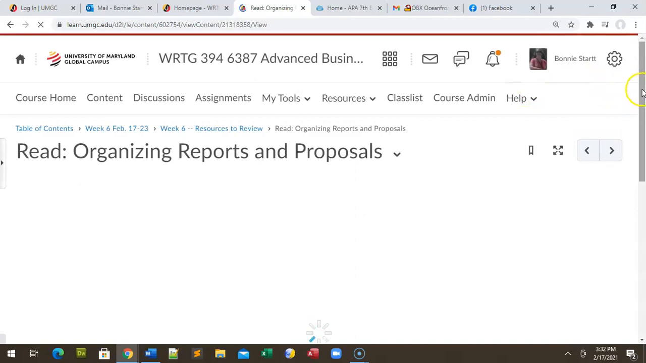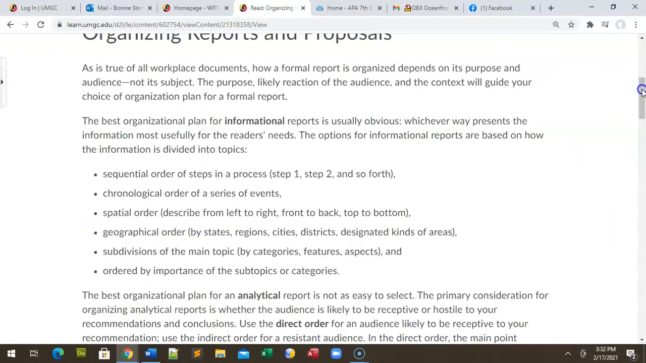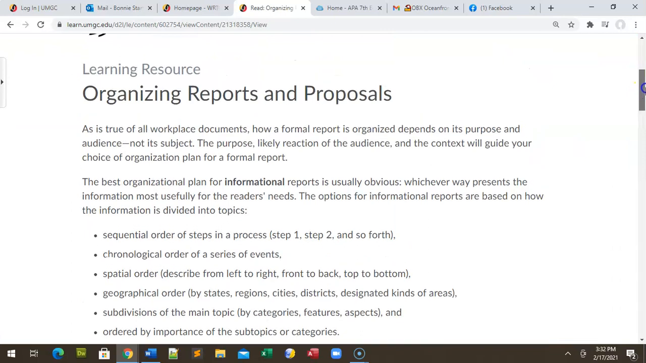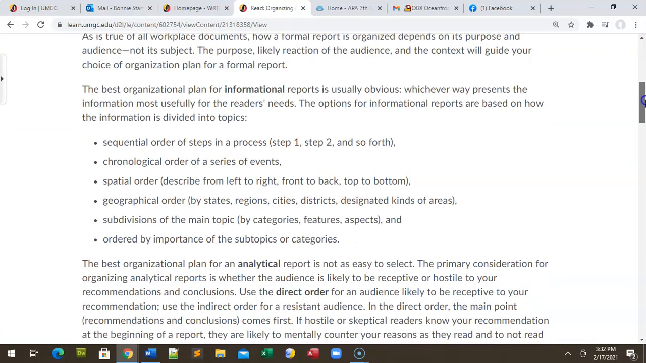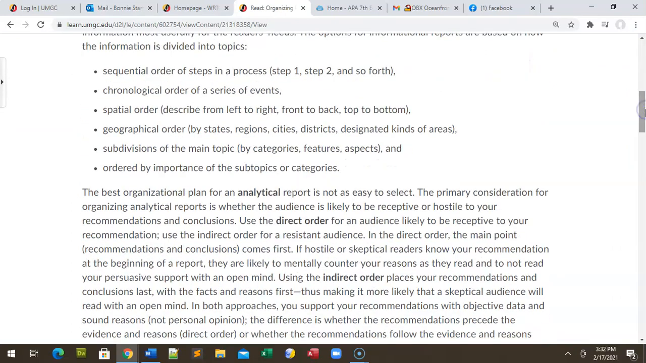All right, organizing your reports and proposals. When you're going to put your paper together, you decide what order you want to put them in. There's chronological order, where we just put it in based on the series of events. There's spatial order, where we talk about doing it from here to here.